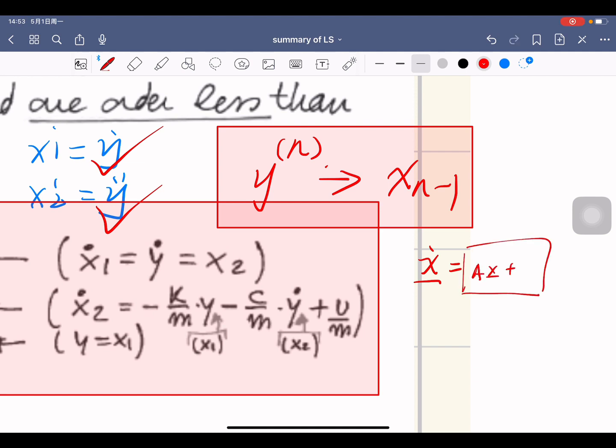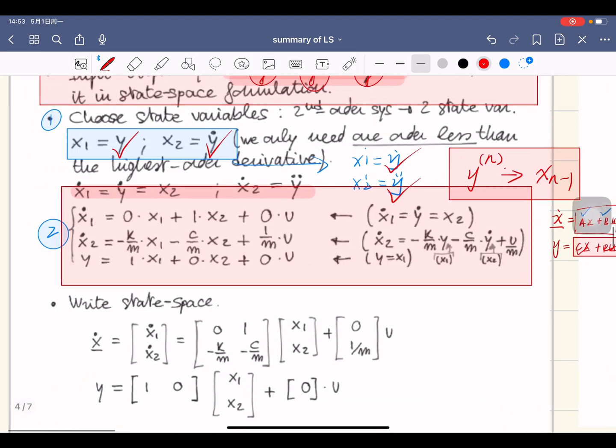X plus BU. What's the B? What's the A? Okay, you should write it down. For Y, you should write what's the C? What's the D? Okay, this is what you should write down.